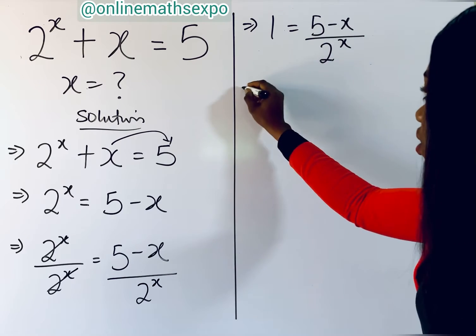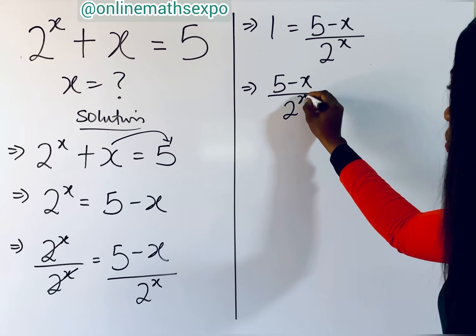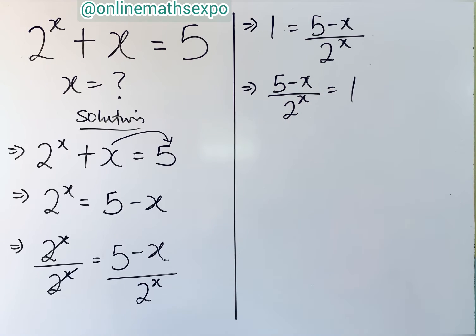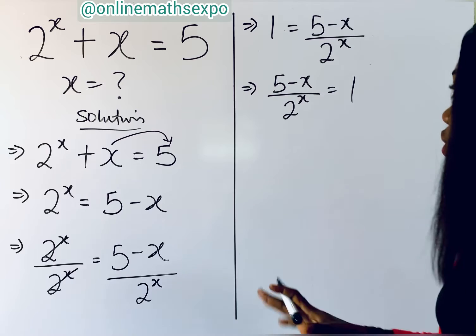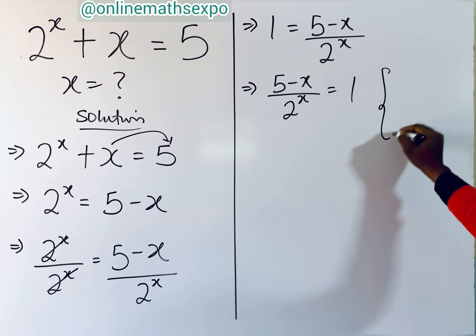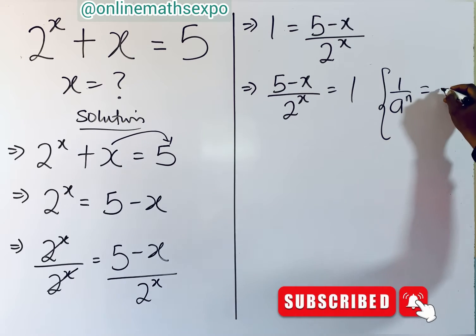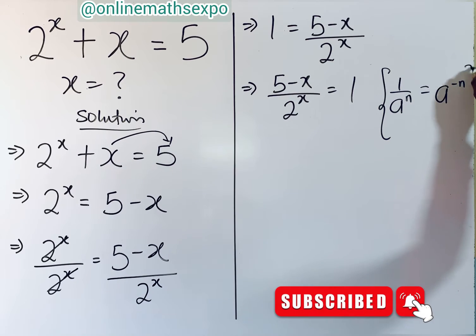Now we can rewrite this to be 5 minus x over 2 to the power of x is equal to 1. Now, when you have this, just remember that for every 1 over a to the power of n, it is the same as a to the power of negative n. This is your exponential rule.